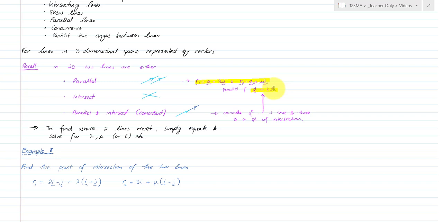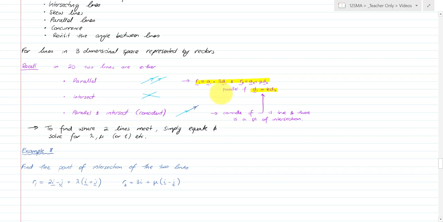They intersect if, when you solve for your parameters, in the I, J, and K dimensions, you get a solution and not a contradiction. And if they're parallel and intersect, then they're called coincident.